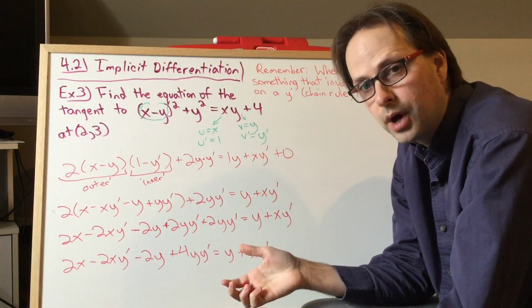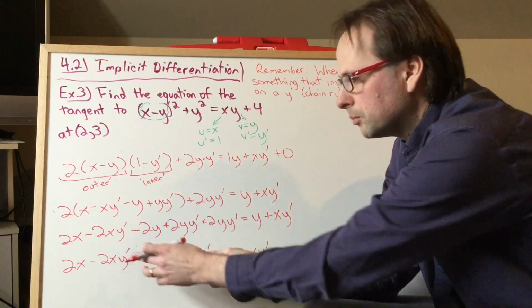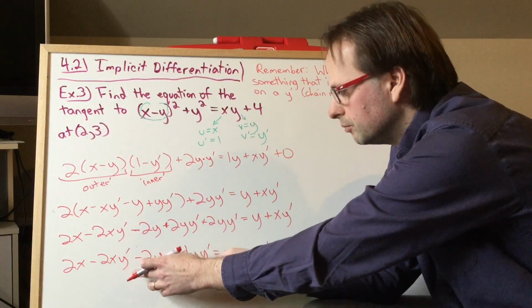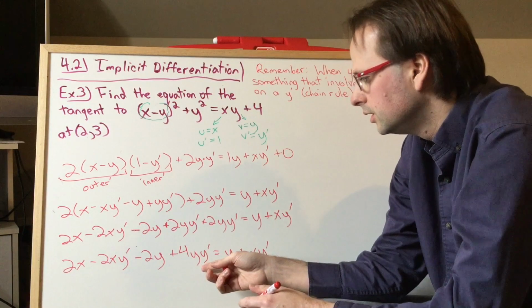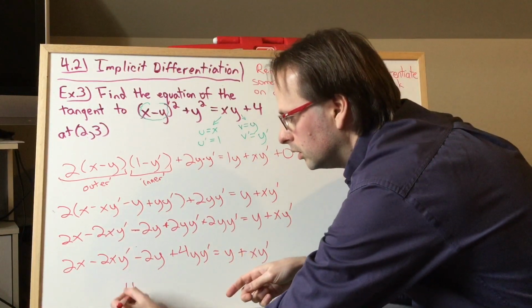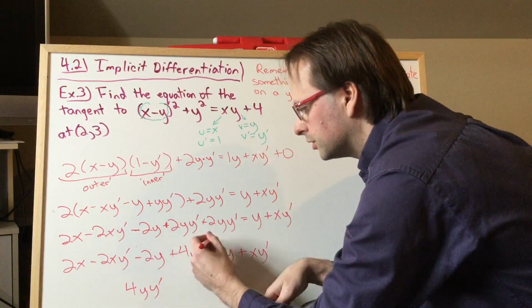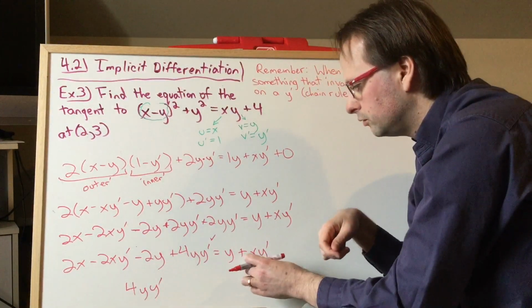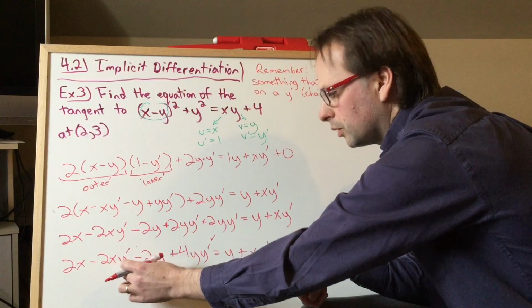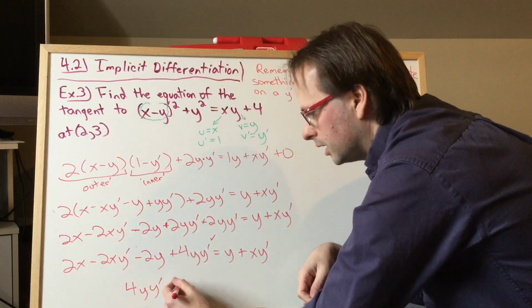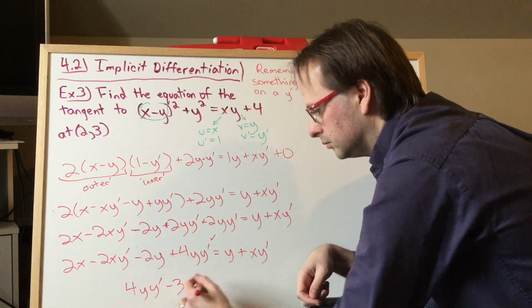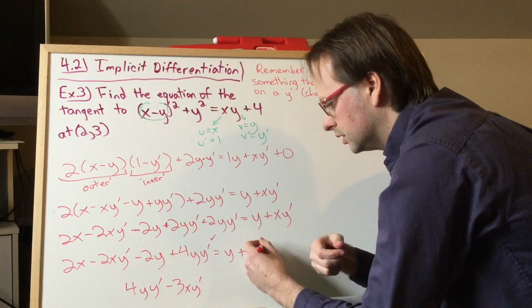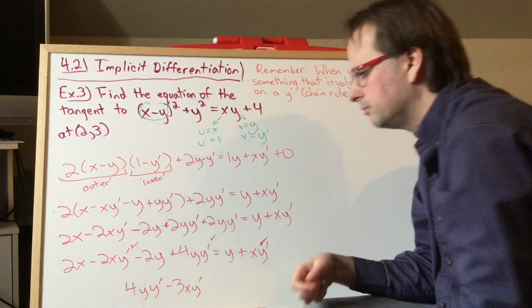I got a lot of stuff happening here. I want to put my y primes on one side. I think I want to put them on my left-hand side because I have more y prime terms there. So let's see, this 4y prime, that's going to stay. This is going to stay as well, and I'm going to move this one over. So I'll have negative 2xy prime minus another xy prime. Okay, I've dealt with those ones. I'm going to put a little check on them.